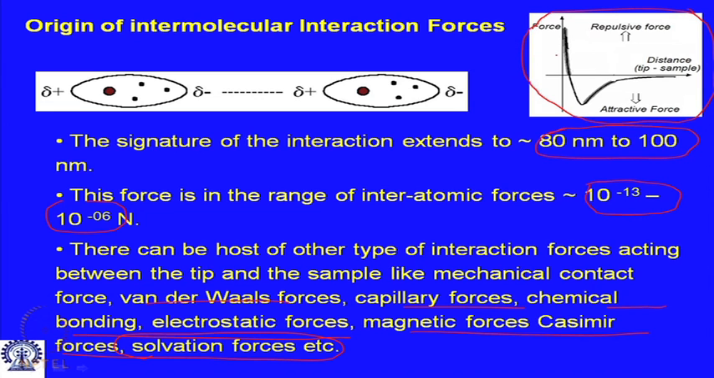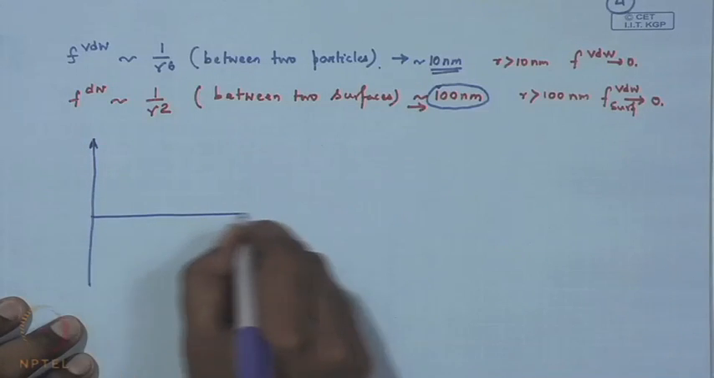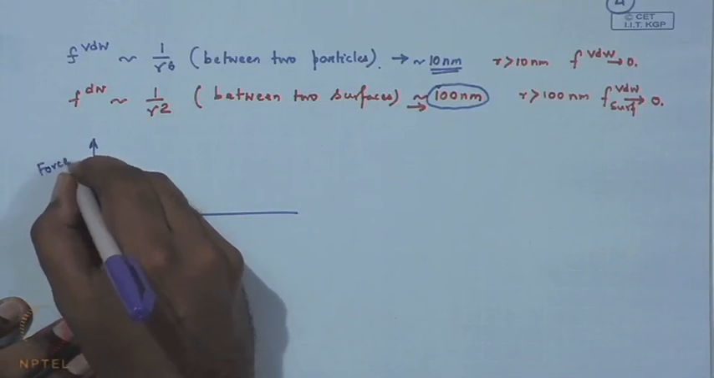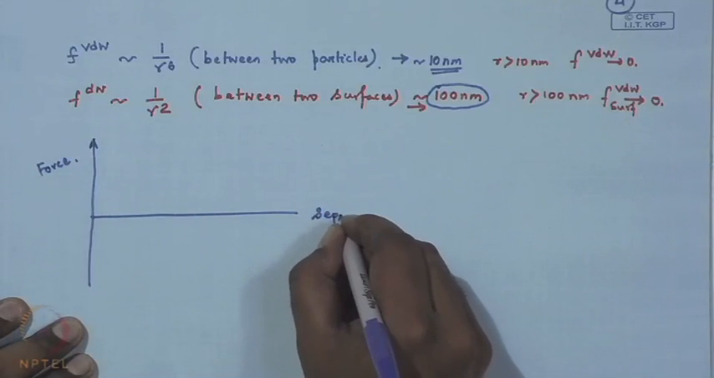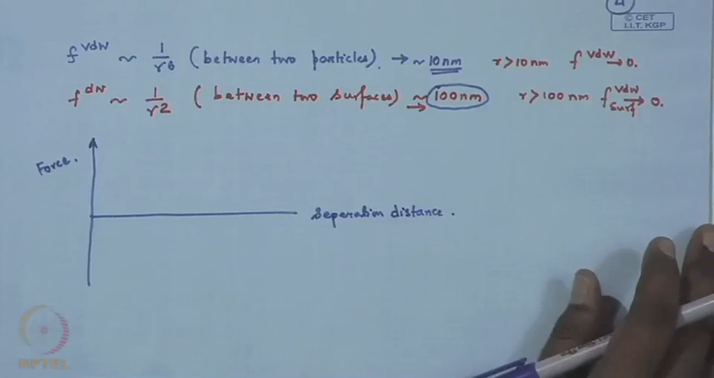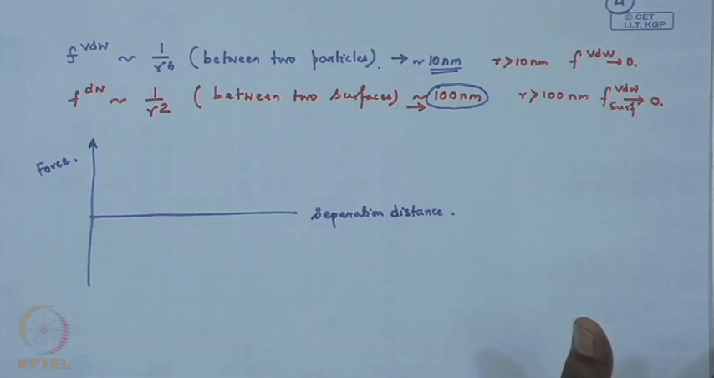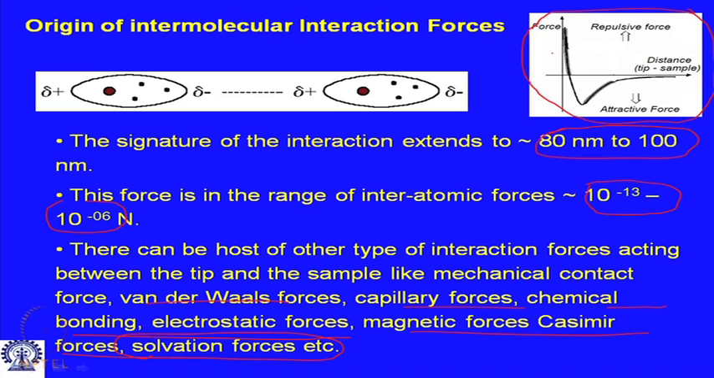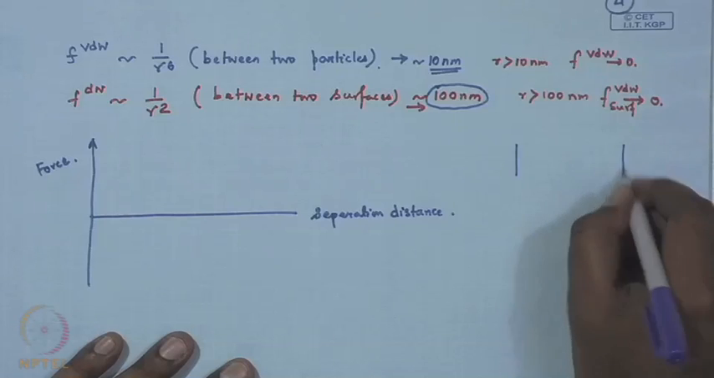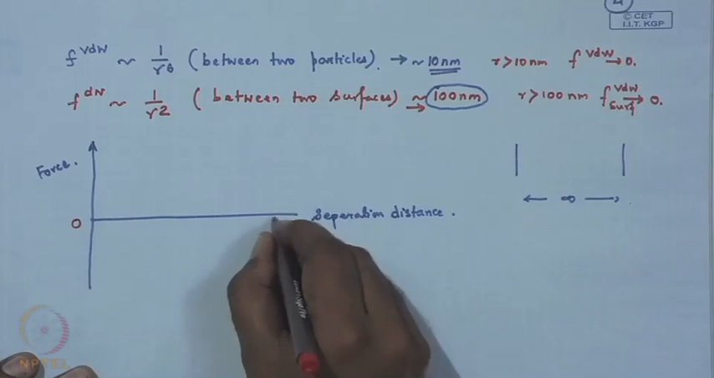Some of you might be very well conversant with this. This is a typical potential curve. It can be the famous Lennard-Jones potential. It can be any other type of potential. What it gives you is an idea of how the force between, let us say, two particles or two surfaces changes as a function of separation distance. So, let us say we have two surfaces which are at infinite separation distance. Then there is no interaction between them. So, the force is 0.